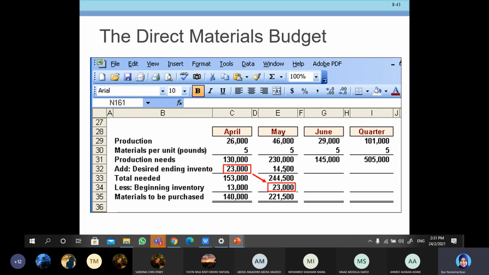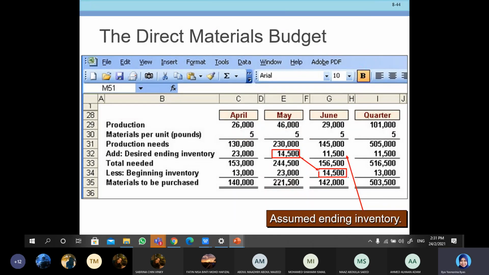Then how do we get this 14,500? 10% from here, from June. Ending inventory in May will be beginning inventory in June. Here, they bring it here. Now we already get all this for April, May, June. So you total up here, total up, and total up.